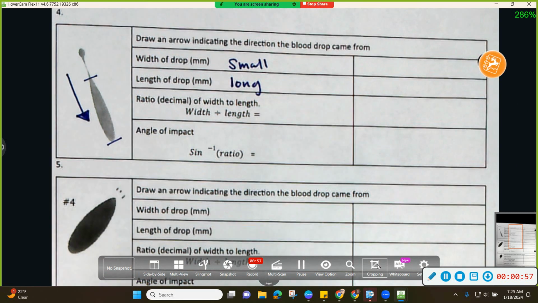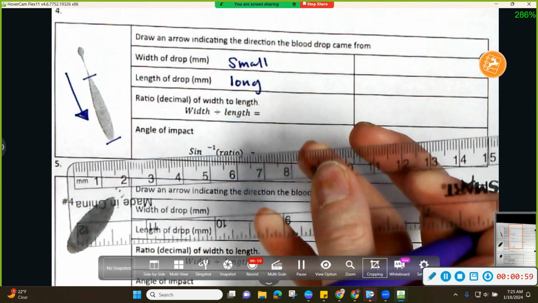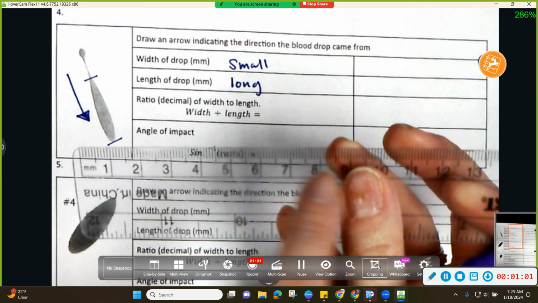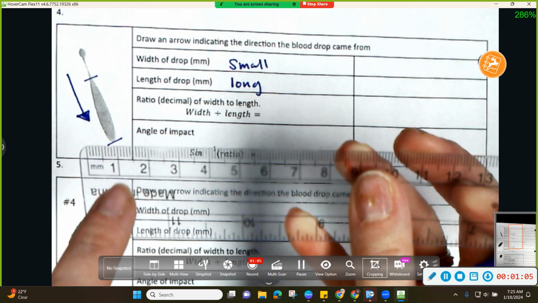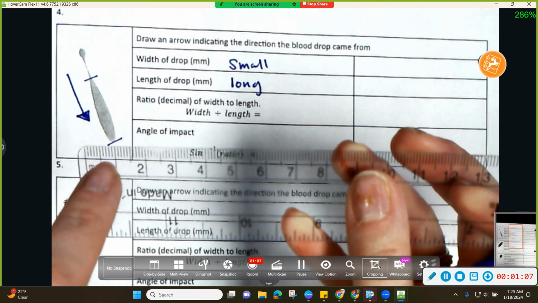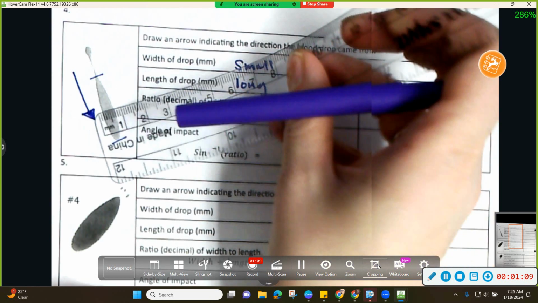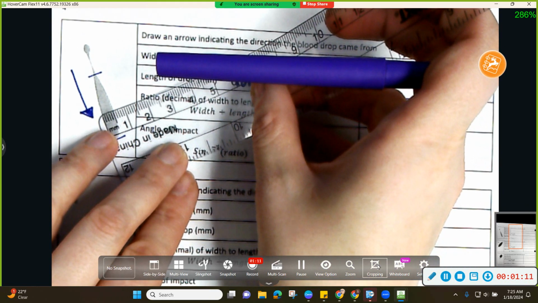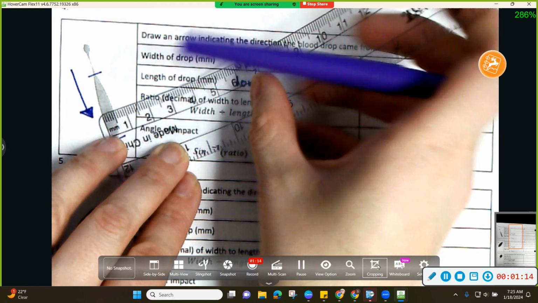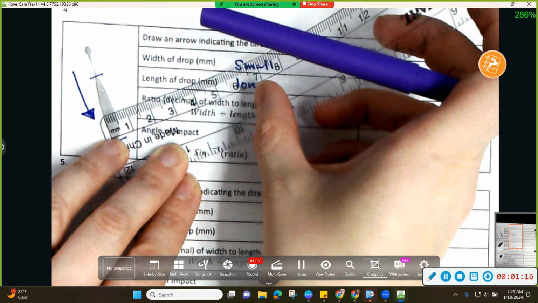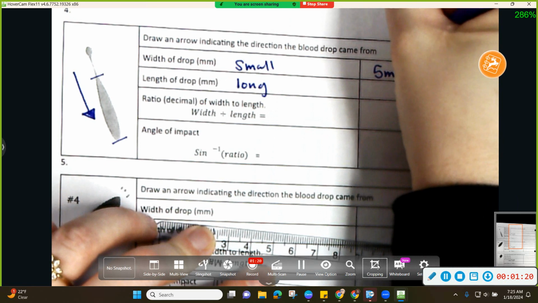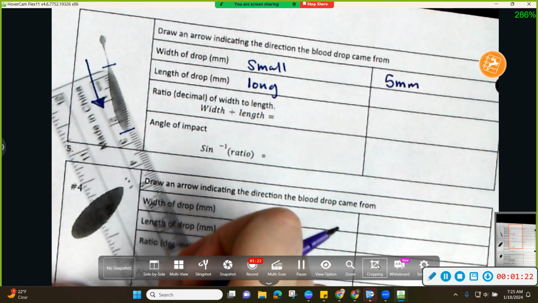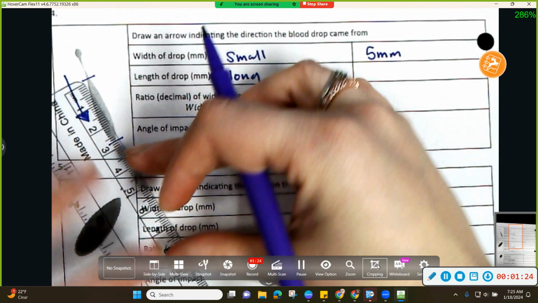So when we go to measure this, we are in millimeters. To remind you, this is the centimeter side. So 1 equals 1 centimeter or 10 millimeters, because you would have to count all the little lines to get to 10. So when we look at the width of this blood drop, we find the fattest part. We are at 5 millimeters for width.